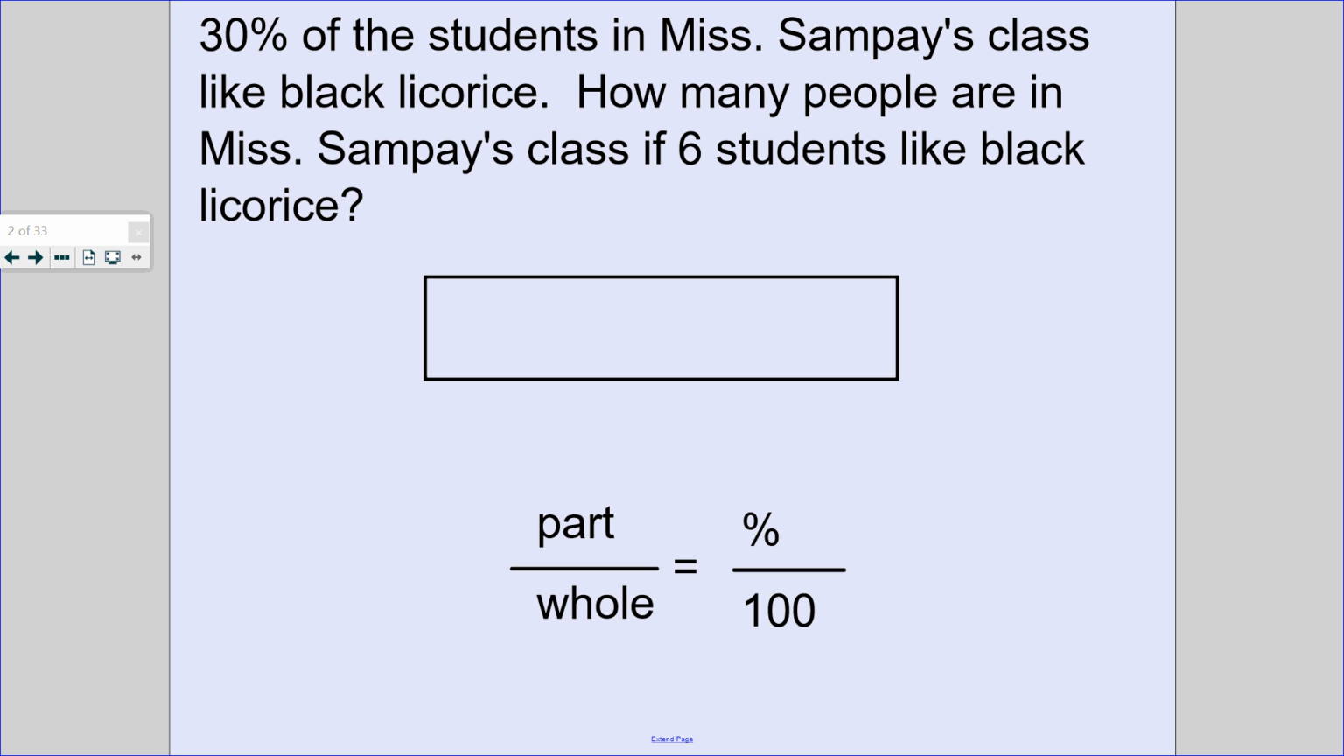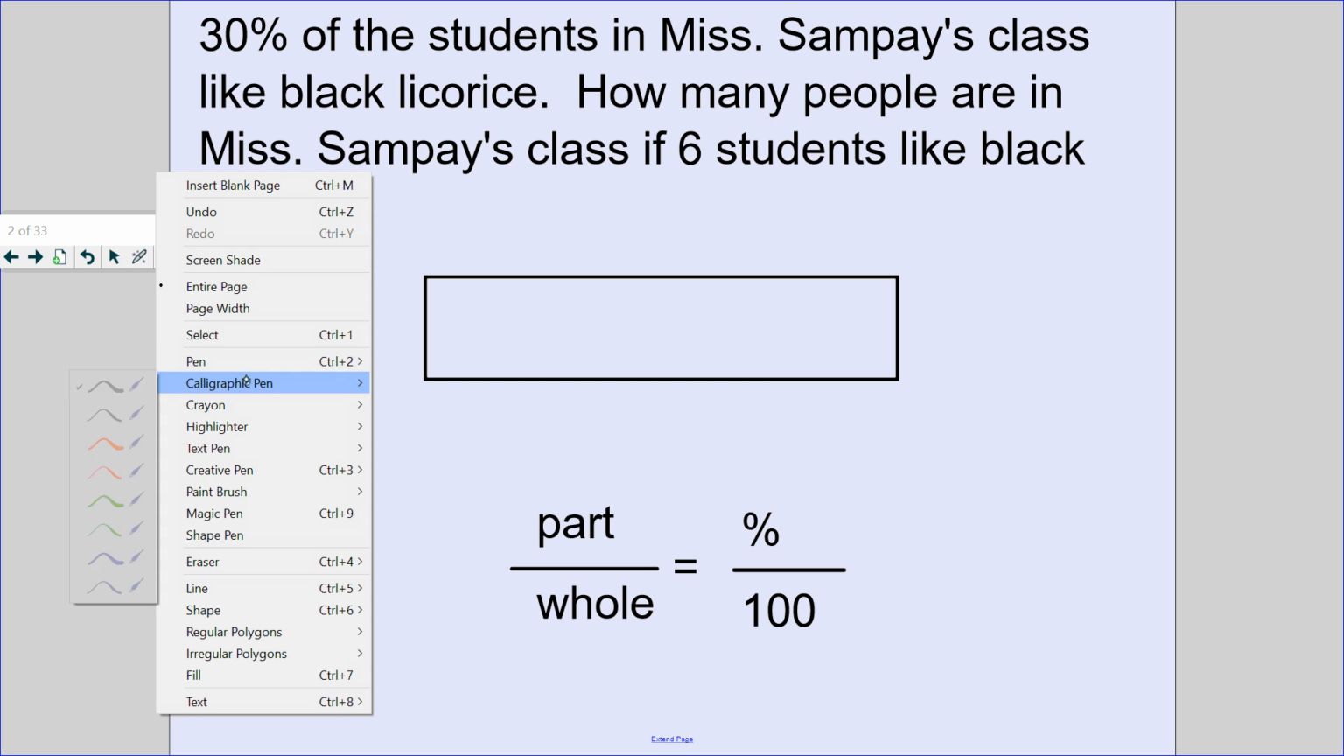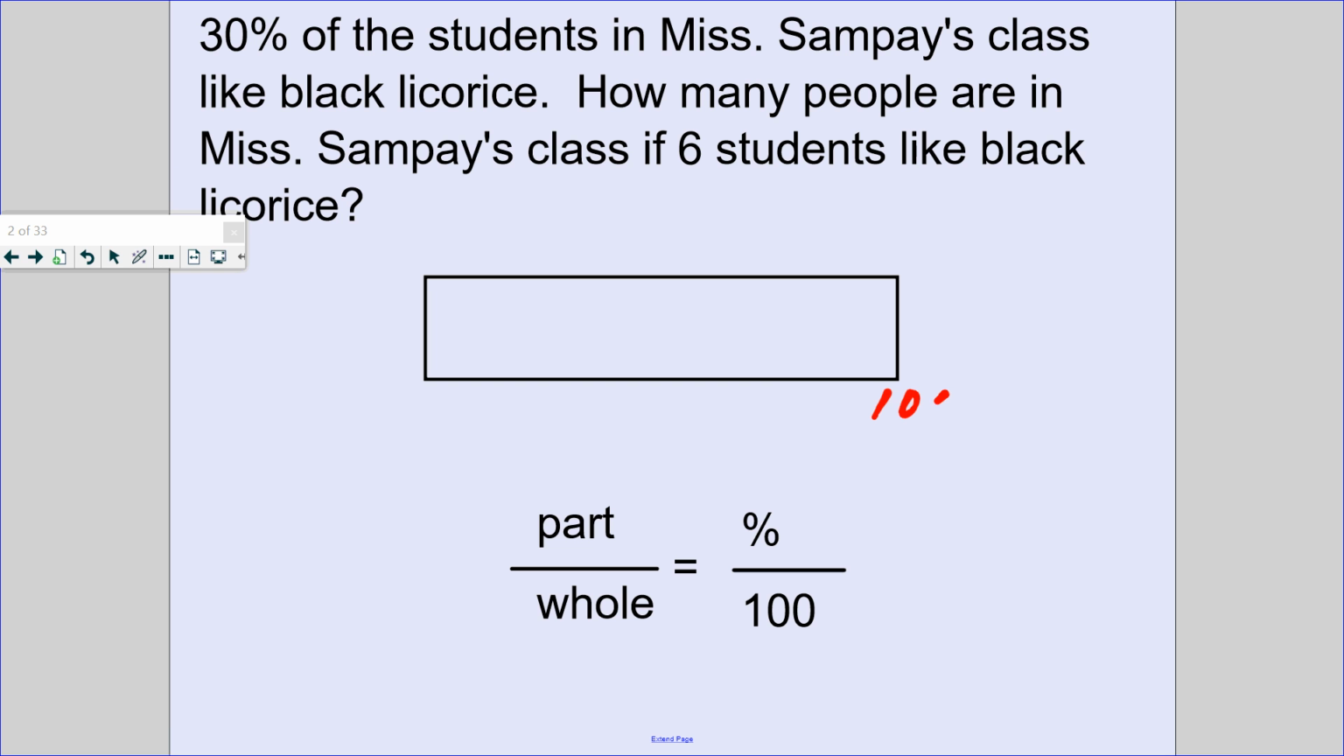All right, so there are many ways to do this. We're going to be doing something called flexible thinking, where you can use percent bars, proportion, percent proportion, multiple ways of solving it. So let's think about it. This is a percent bar. What percent is this entire bar? Hopefully you said it is 100%.